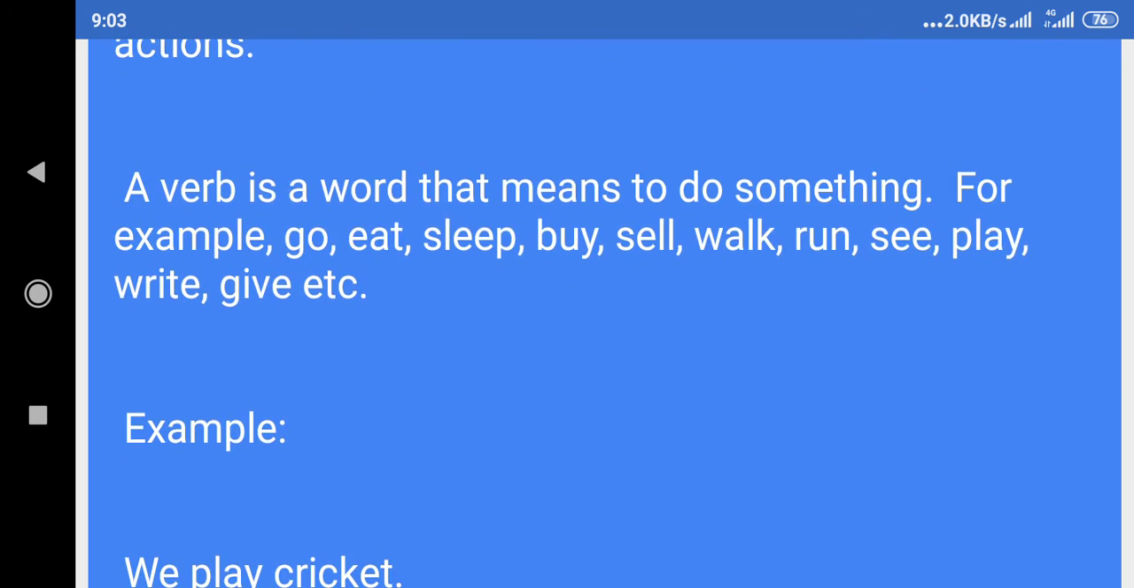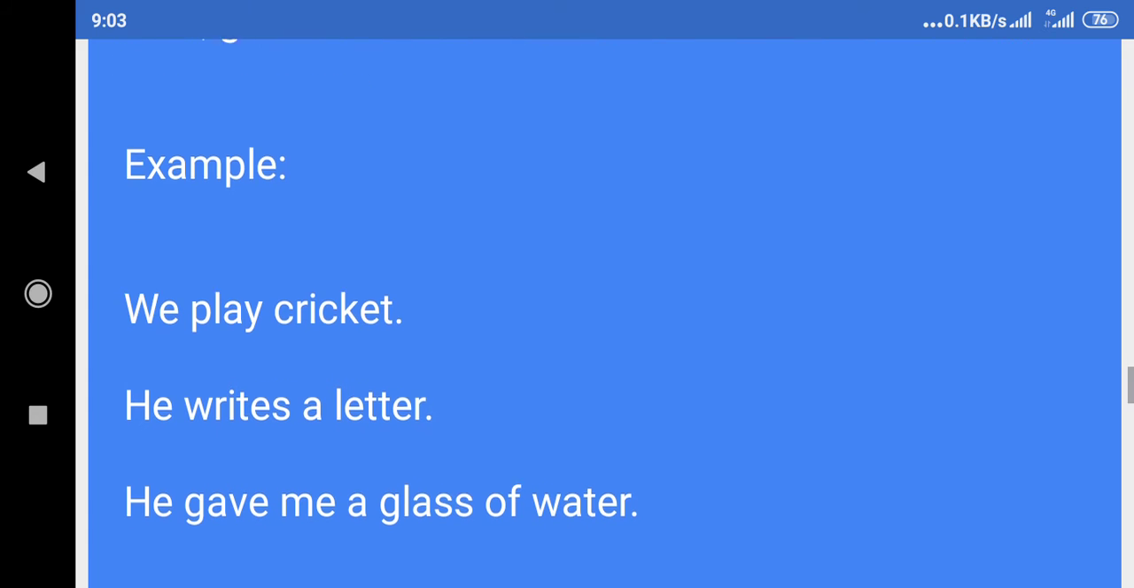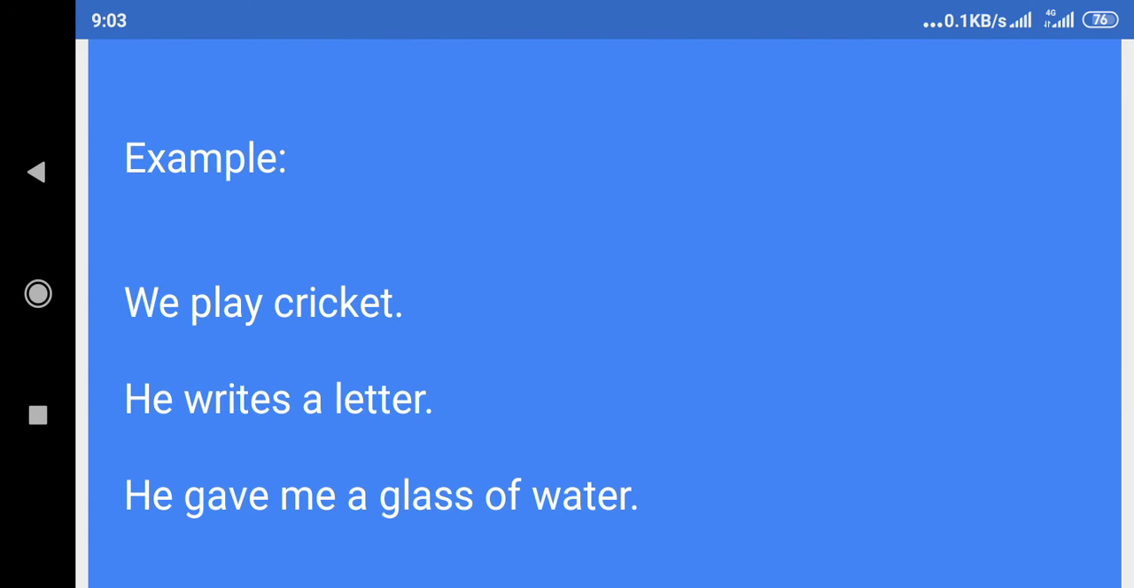For example, go, eat, sleep, buy, sell, walk, run, see, play, write, give, etc. Example: We play cricket. He writes a letter. He gave me a glass of water.